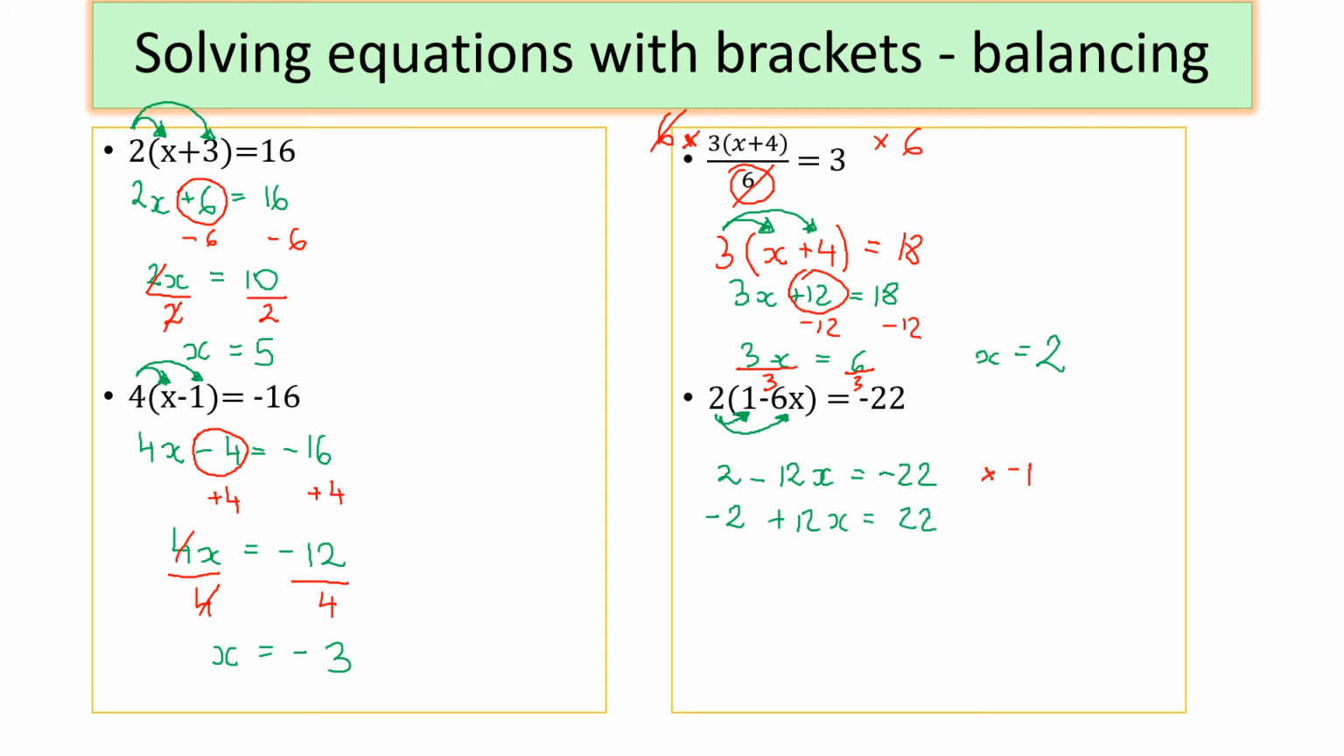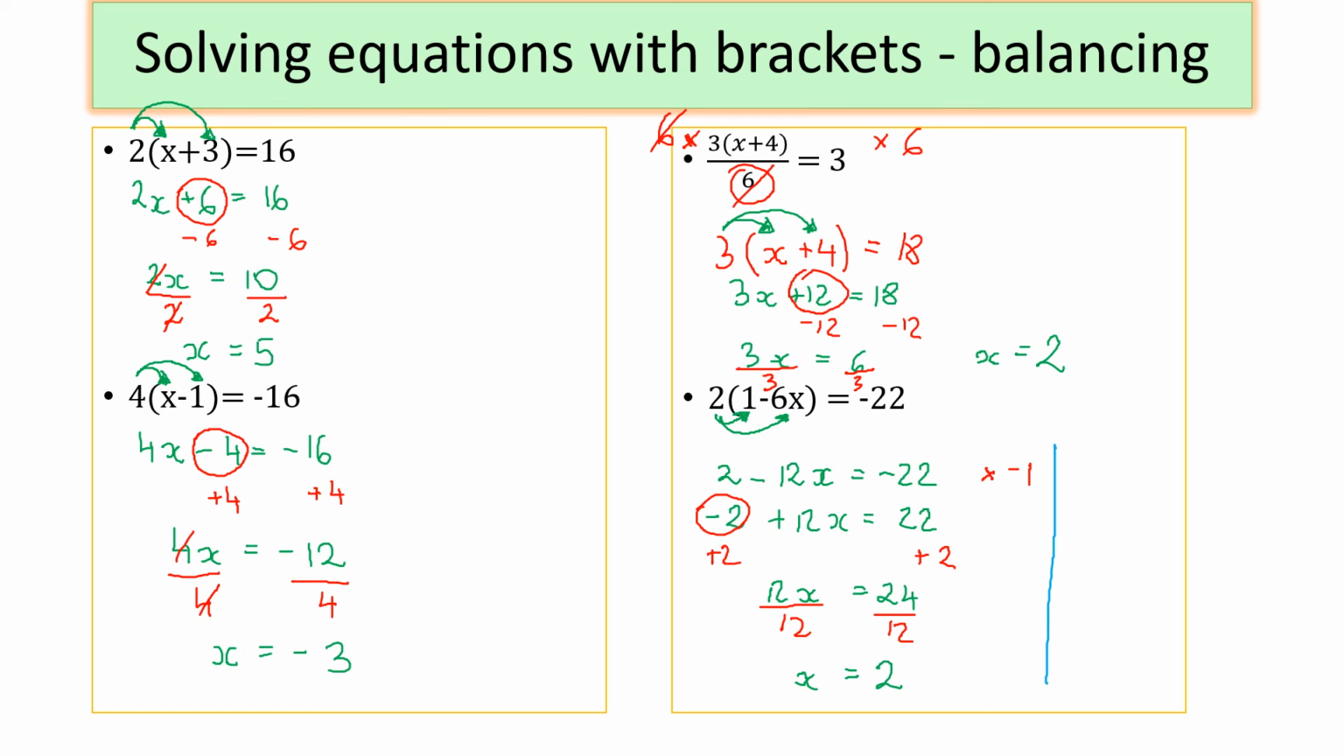I can multiply by minus 1 at this point, or later I have to divide by a negative number. I'll show you in a moment what I mean by that. So now I get rid of this. It's negative 2, so I add 2 to both sides. So I have 12x equals 24. To get rid of the 12 in front of x, I divide both sides by 12, and x is equal to 2.